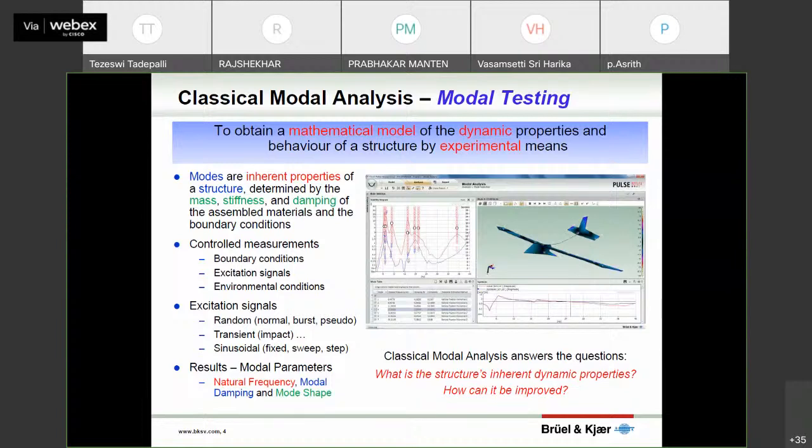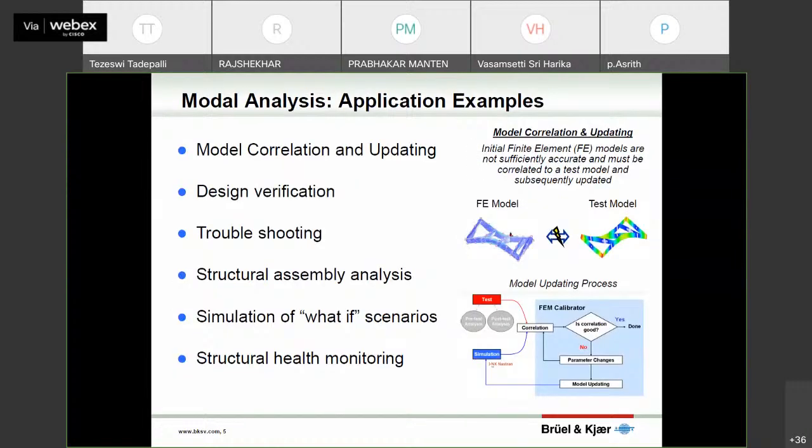How does this help us? It tells us the structure's inherent dynamic properties and what changes may be made. You have these applications in the industry: model correlation, design verification, troubleshooting, structural assembly analysis, simulation of what-if scenarios, and structural health monitoring.